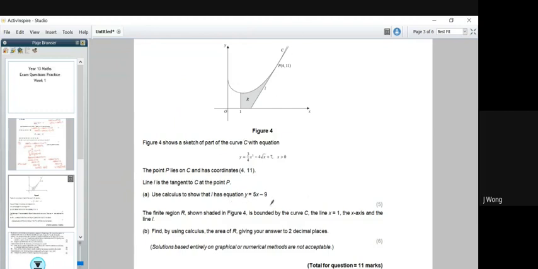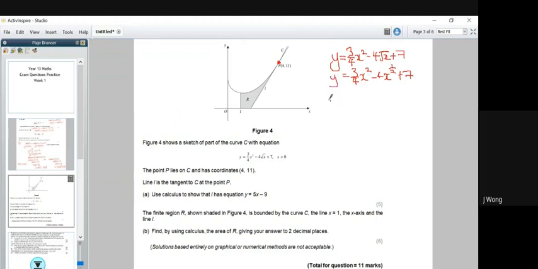So it tells us that this graph goes through (4, 11), and there's a tangent to C at the point P, and they want us to find the equation of this line, showing that it is y equals 4x minus 9. Okay, so standard procedure. What we're going to do first is to find the gradient at that point. That could be achieved if we differentiate our original curve C1 first.